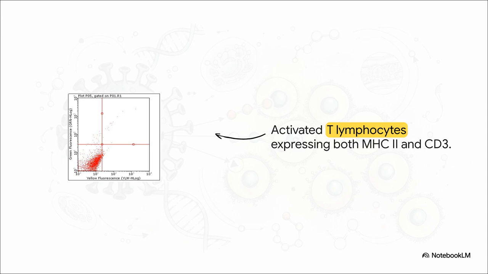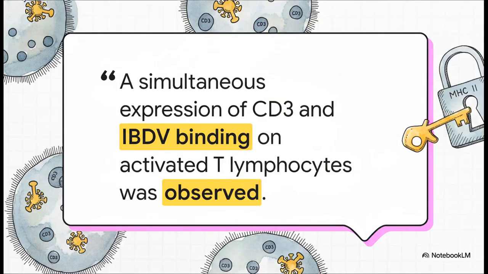this is just beautiful. The activated T cells successfully grew the MHC II locks, and the absolute second those locks appeared, the virus pounced. It successfully bound to the T cells. It didn't care about the cell type at all. It literally only cared about that molecular lock. This right here was the smoking gun.